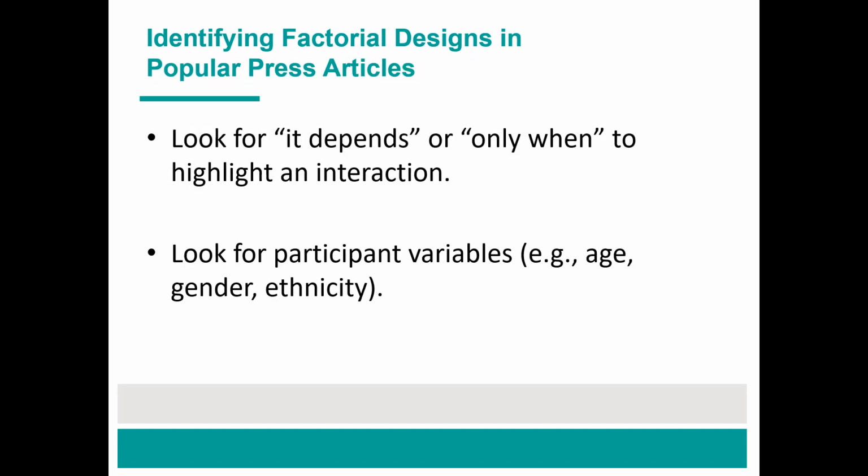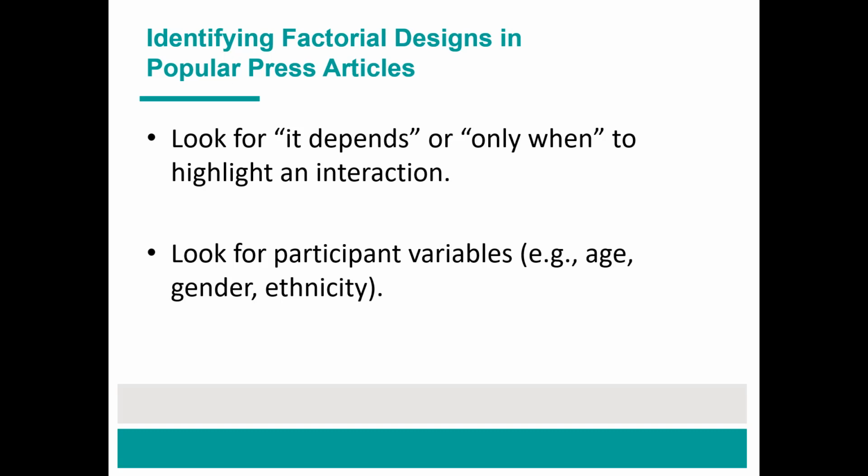Popular press articles usually don't specify what kind of design was used because journalists are trying to make the research simpler so it can be understood by the general public. Thus, there are different clues you'll look for when reading a popular press article. One such clue is looking for the phrase "it depends" or "only when" to describe an interaction. For example, driving ability while talking on a cell phone depended on the age of the driver.